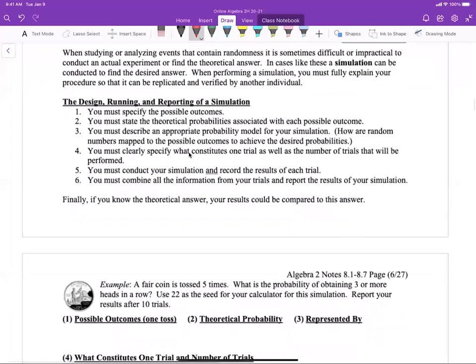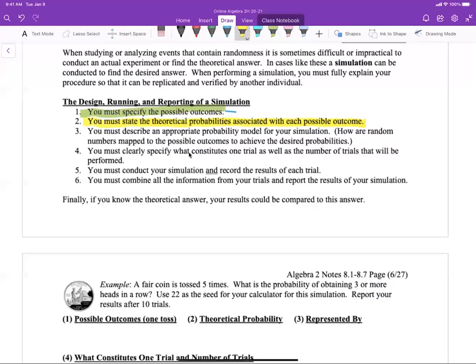You must specify the possible outcomes. Okay, so we're going to tell what kind of outcomes there are. Okay, flipping the quarter, there's only 2 outcomes, a head or tails. You must state the theoretical probability associated with each of the possible outcomes. Okay, if I have a quarter and I'm saying heads or tails, the probability of heads is 50% and the probability of tails is 50%.